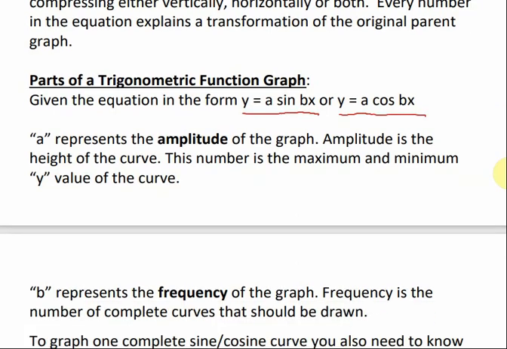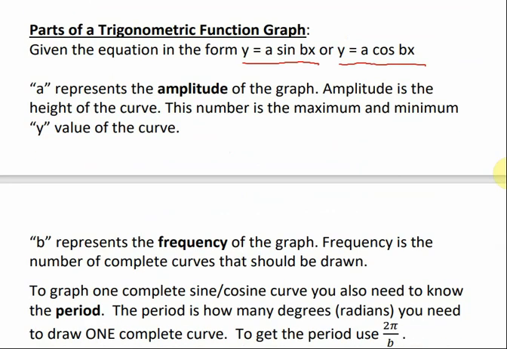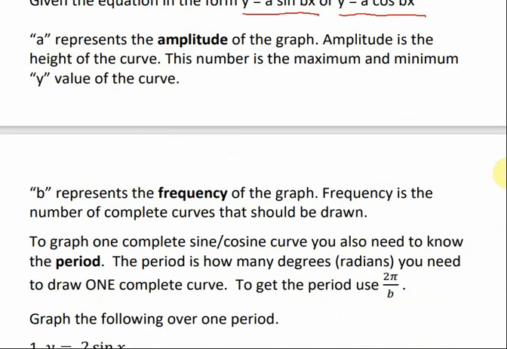And then b represents the frequency of the graph. The frequency is the number of complete curves that should be drawn. So to graph one complete sine or cosine curve, you need to know the period. The period is how many degrees or radians you need to draw one complete curve. To get the period, use 2 pi over b, because in the sine and the cosine graphs, the complete period is 2 pi, or 360 degrees.